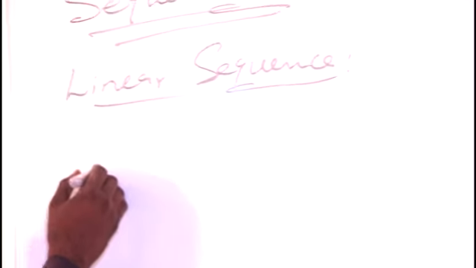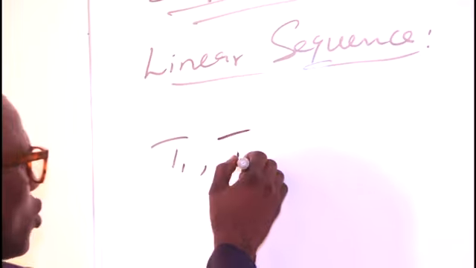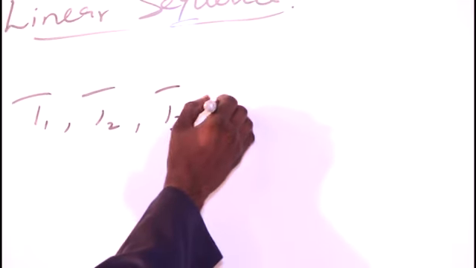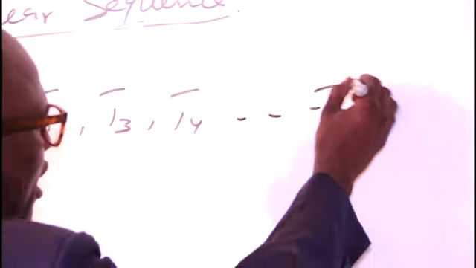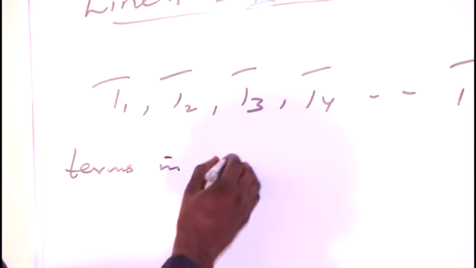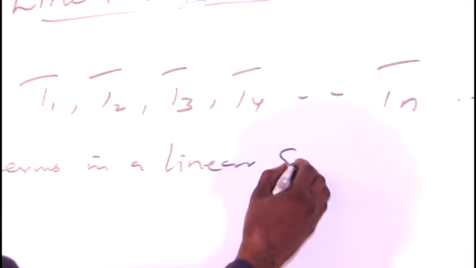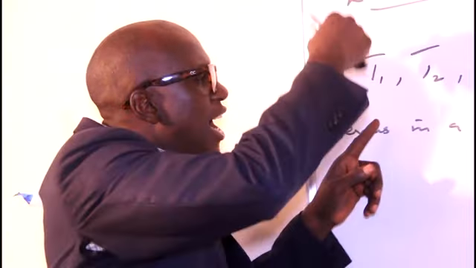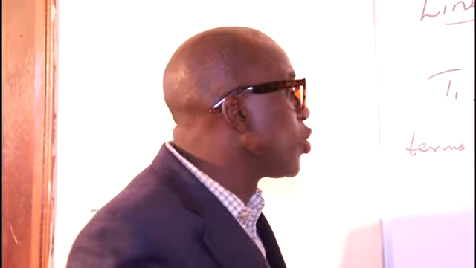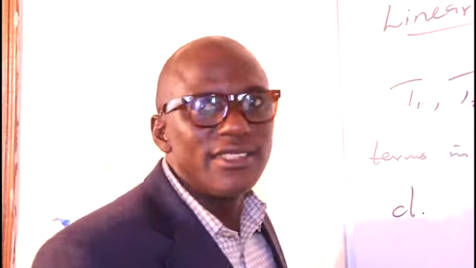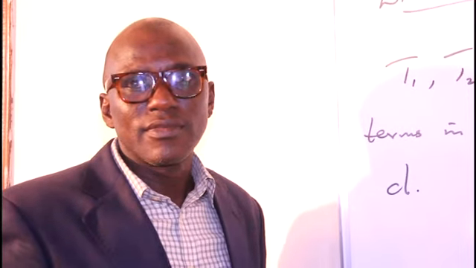Now, suppose we have T1, T2, T3, T4 up to Tn to be terms in a linear sequence. The common number that is added to a preceding term to get the next term is called the common difference, and it is always denoted by small letter d.